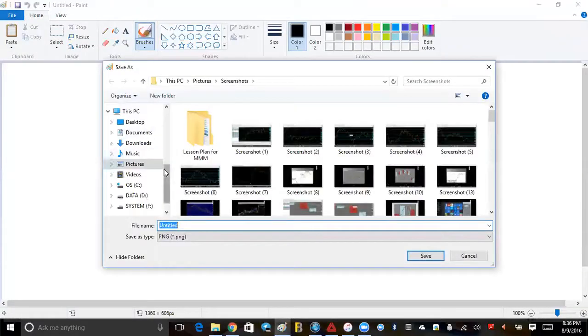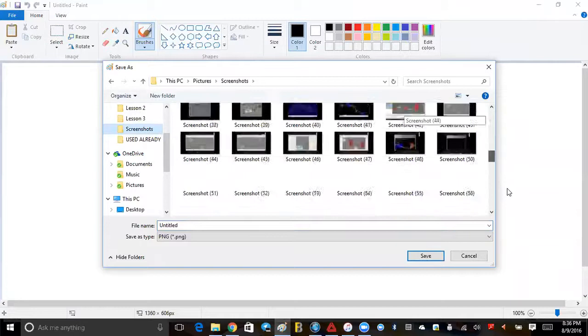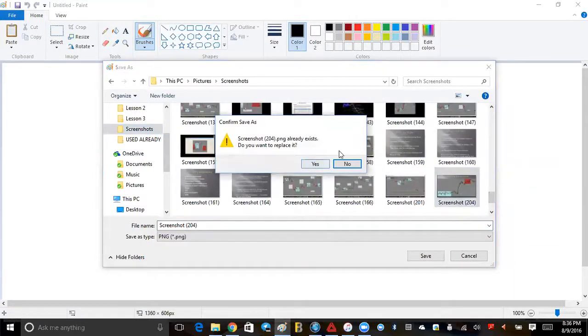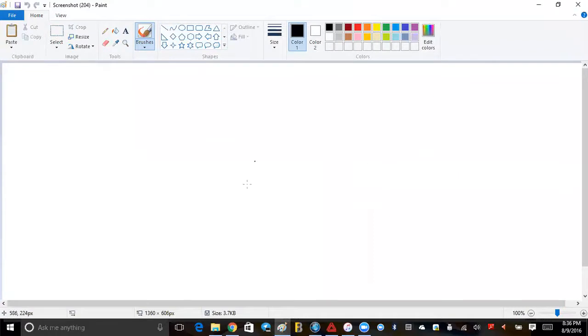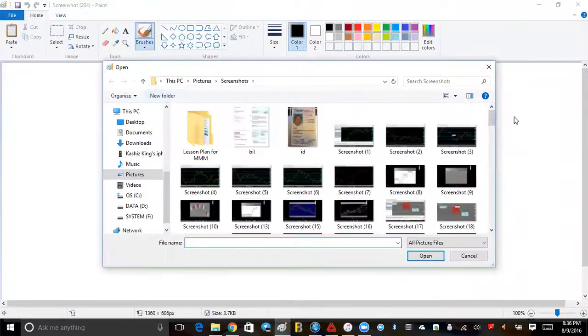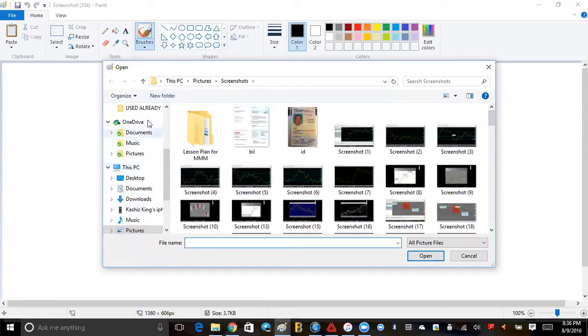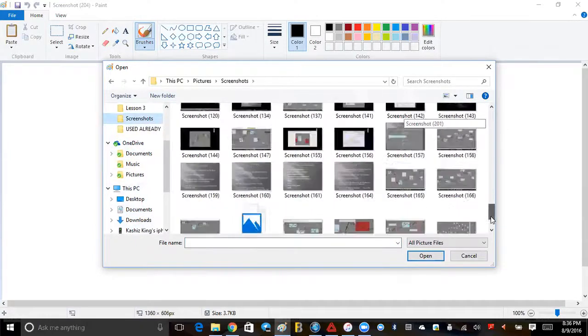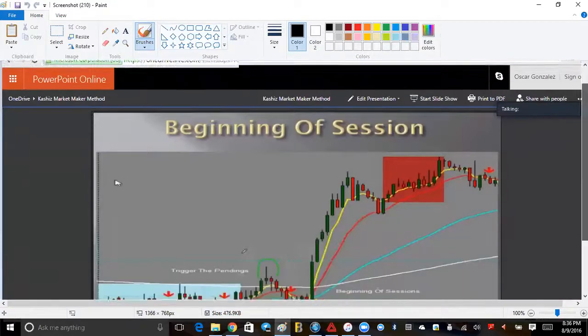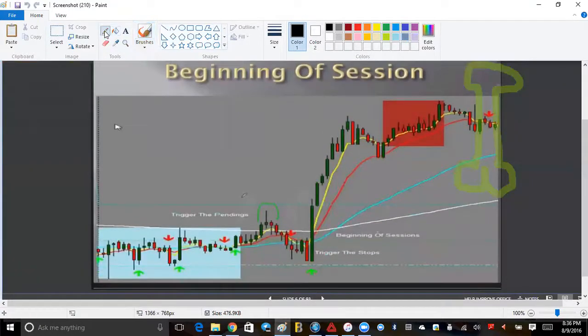Let me illustrate this for you because I want you to understand completely what is going to be happening. All right, beginning of the session. Notice here the Asian range consolidation. Usually in a perfect world, the Asian range is always choppy. In a perfect world, right?